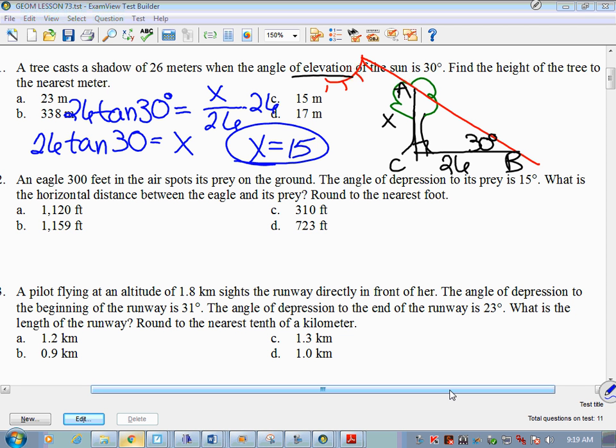Is this doable so far? Okay, good. Now, what would I have done if for whatever reason x had been on the bottom? Let's say AC was 26 and CB was x. I was looking for the length of the shadow. This is where it involves two steps, right? I would have multiplied by x, and I would have taken 26 and divided it by tangent 30. It would have been a second step. I just want you to be prepared for that because sometimes that happens.